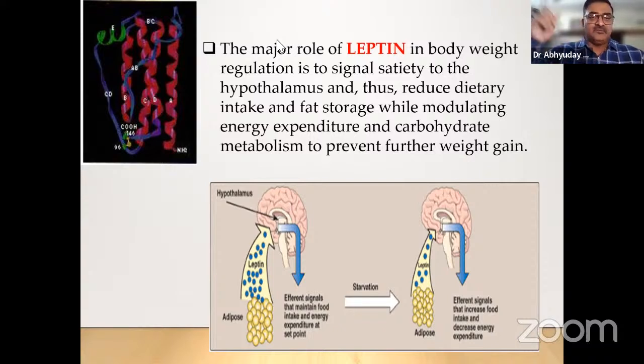And we have seen in my previous diagram how leptin does it. Thus, it reduces dietary intake and fat storage while modulating energy expenditure and carbohydrate metabolism to prevent further weight gain. So here you can see how adipose tissue sends signals to the hypothalamus, and then we have apparent signals that maintain food intake and energy expenditure.